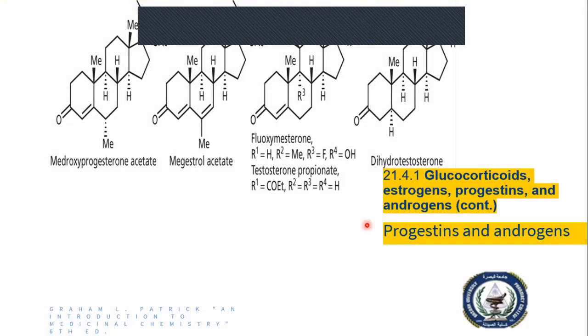These are the structures for hydroxyprogesterone acetate, megestrol acetate, fluoxymesterone, and testosterone propionate. You see that all of them have the steroid nucleus, okay, with just a few differences in the substituents, and this is the dihydrotestosterone.